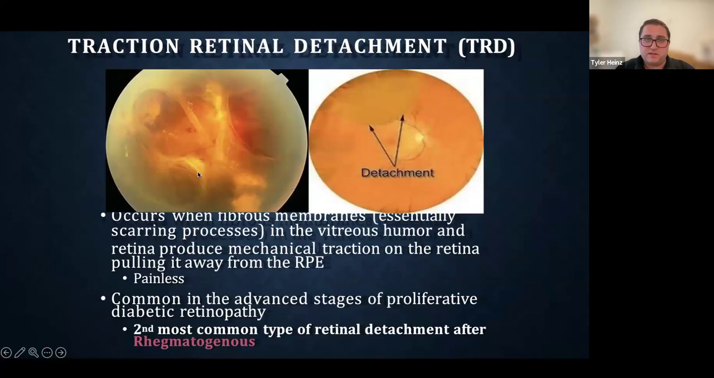So, tractional retinal detachment occurs when the fibrous membranes or the scarring that we talked about, remember those kind of folded lines, the kind of thickening of the tissue there, so you can see it all through here. That scarring membrane has a tensile strength and starts to pull the retina, and it starts to pull the retina away and eventually detach it. So that mechanical traction force pulls it away from the RPE. Usually it's painless, but it does cause loss of vision. So it's more common in the advanced stages of proliferative diabetic retinopathy. And this is the second most common type of retinal detachment after the rhegmatogenous type.